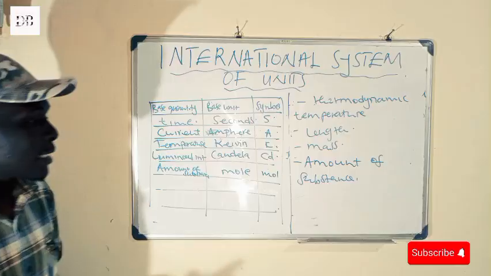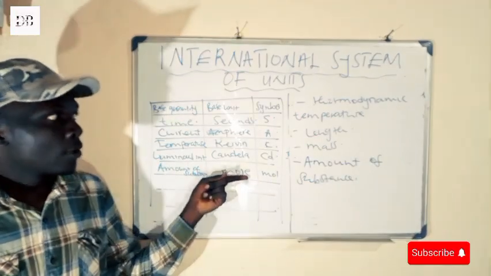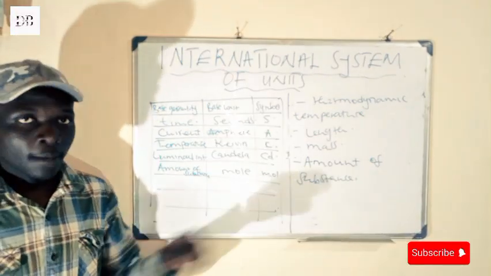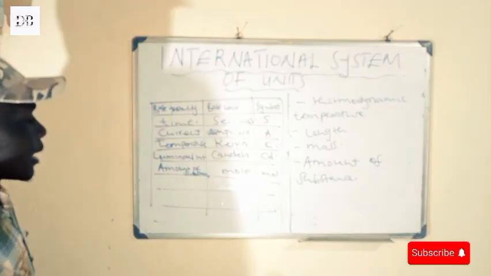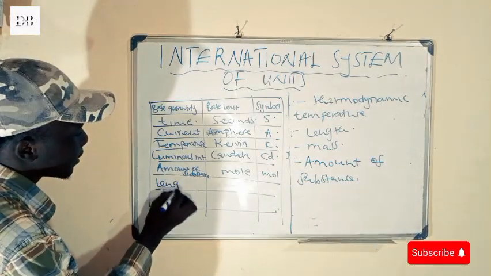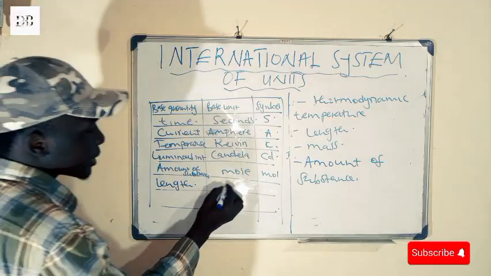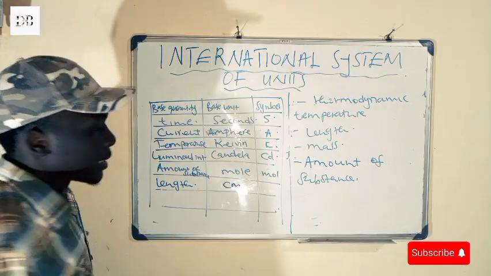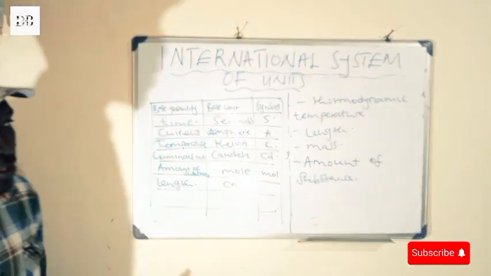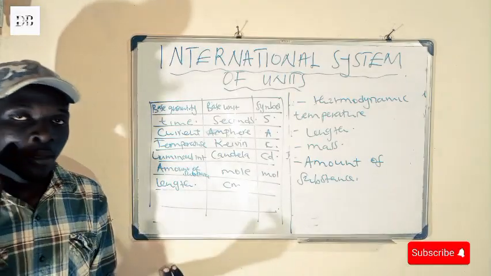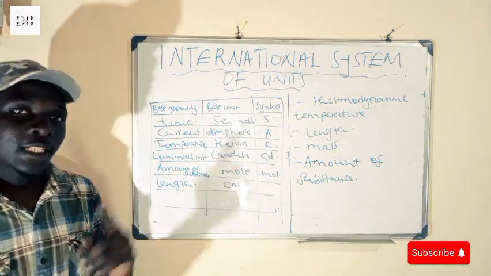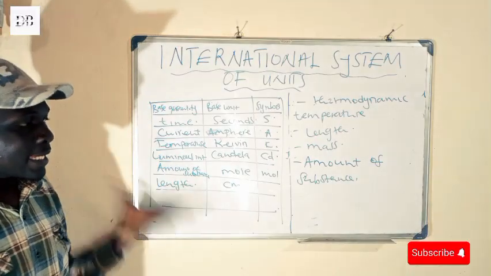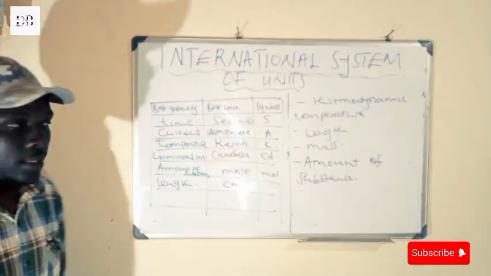So here you can see the base unit is a mole, its symbol is mol, M-O-L, eliminating the E. And then we have length. Length is always measured in centimeters. That is why when you have a question that is in inches, meters, millimeters, in physics we always convert back to centimeters because these are the SI units or the base units.